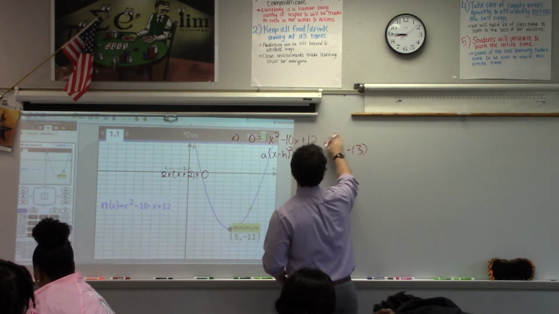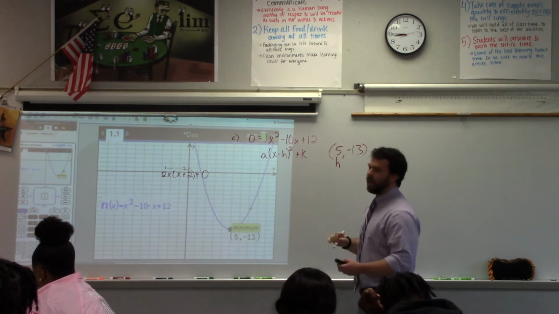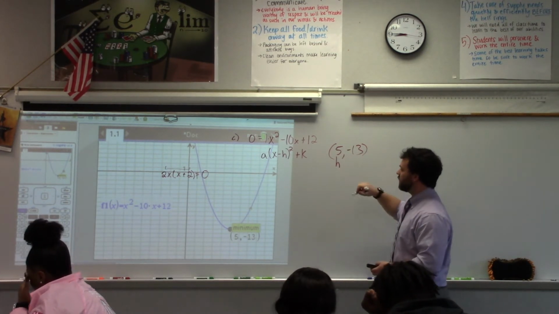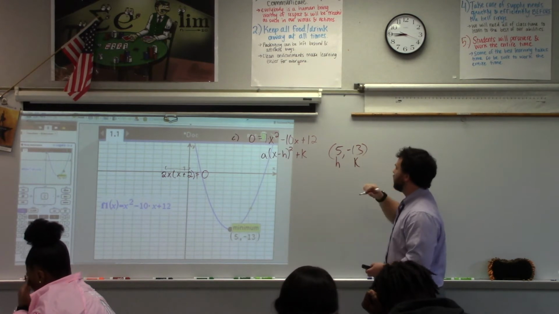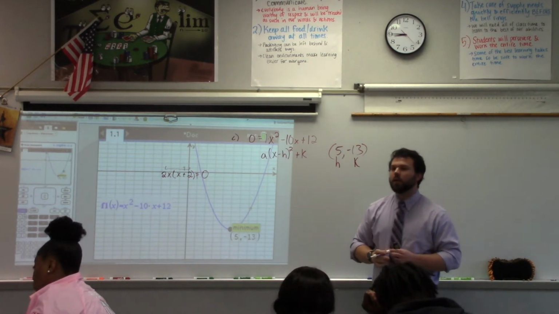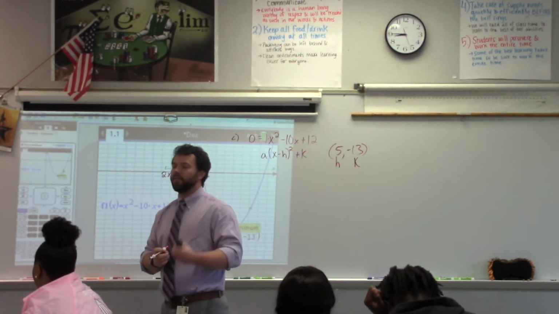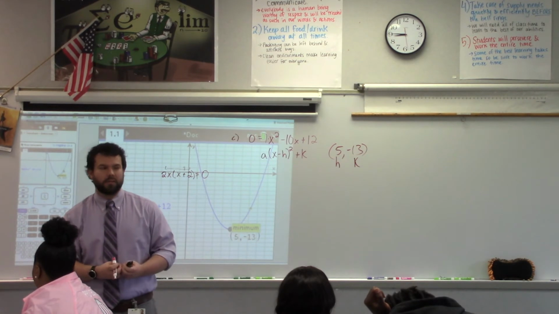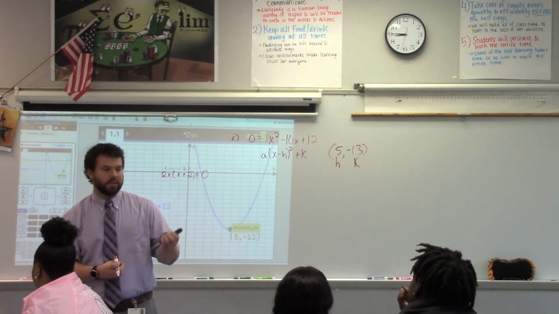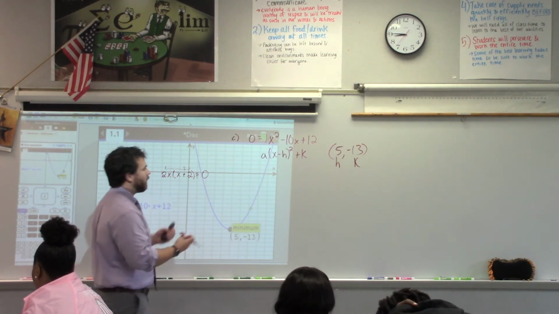5 is going to be the what? H. The X value of the vertex. It is an X value, but it's the X value of the vertex. Negative 13 is my K. Alright. Now, I need y'all to remember, we are not just trying to get the vertex form, we're trying to get the vertex form so we can what? Find the zeros or solve. So you don't just get the vertex form and oh, I'm magically done.